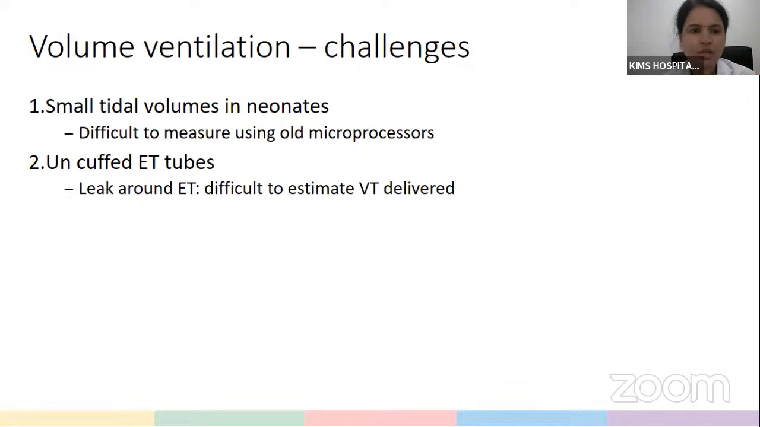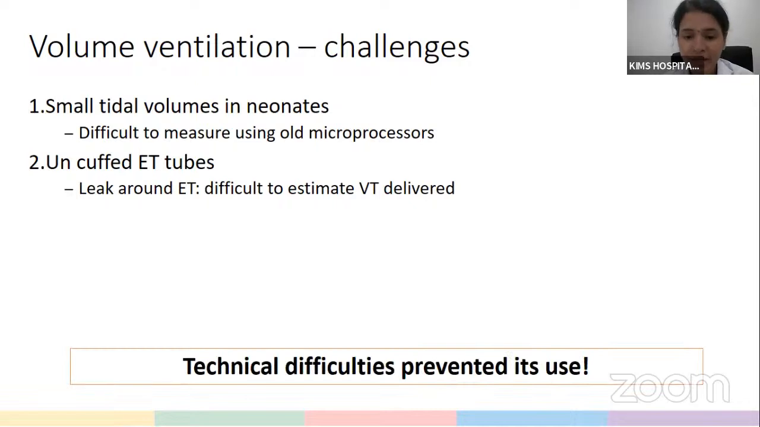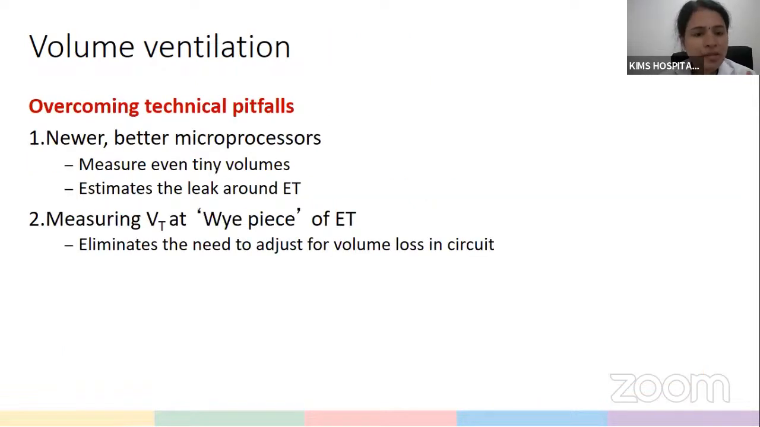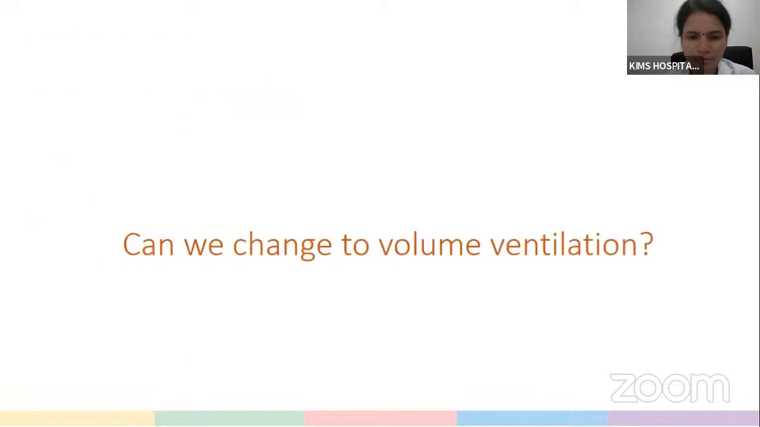But this has always been traditionally difficult because of the smaller tidal volumes in newborns, which are difficult to measure with the existing microprocessors, and because of the leak around the endotracheal tube, the peritubal leak, because we use uncuffed endotracheal tubes, which makes it difficult to estimate the exact tidal volume. So these pitfalls have now been overcome by better microprocessors, better flow sensors, which measure even small decimal point tidal volumes, and by measuring the tidal volume at the Y piece of the endotracheal tube at the proximal airway itself and not at the ventilator end, which can result in imprecision and inaccuracy.